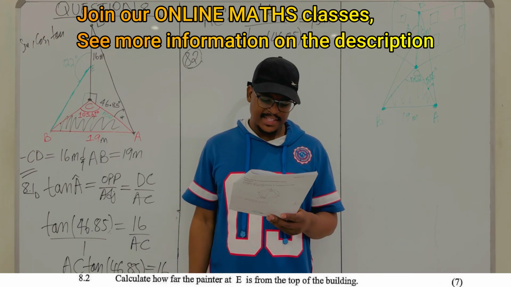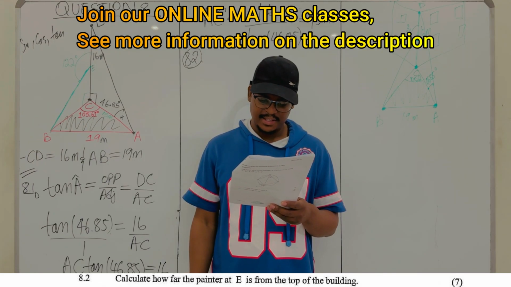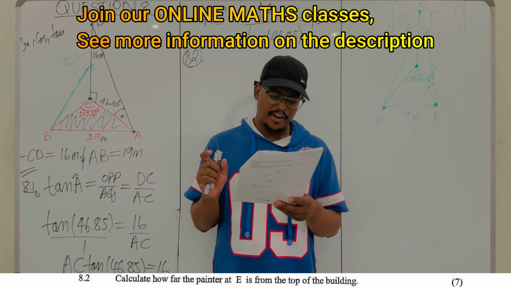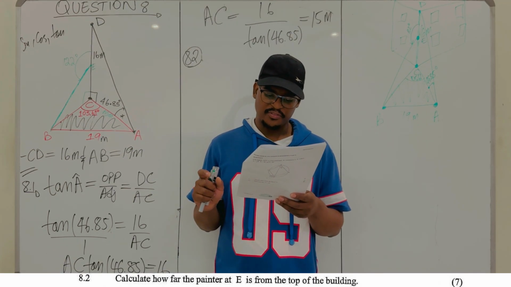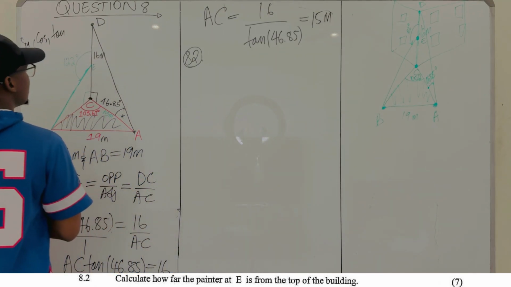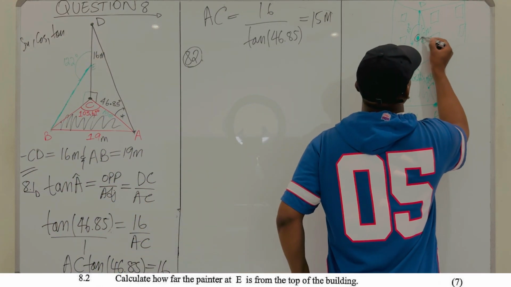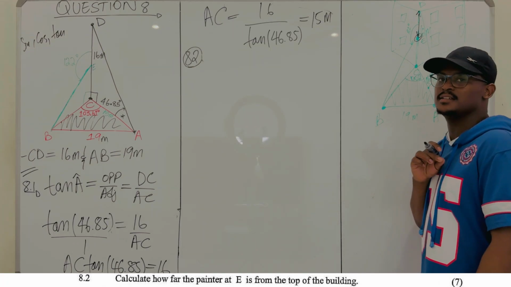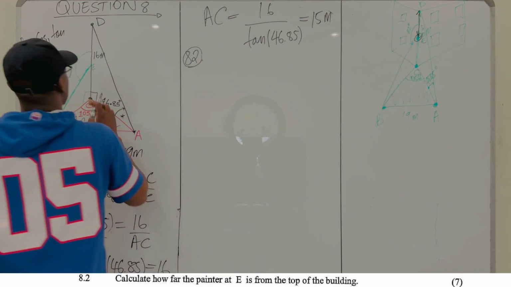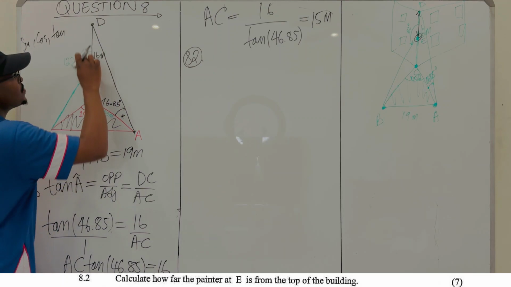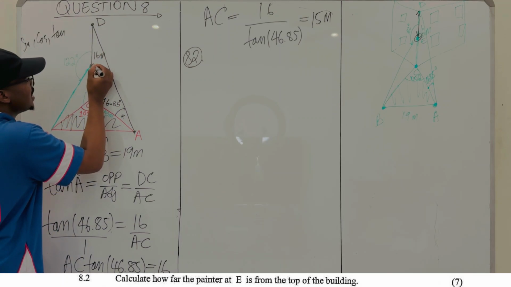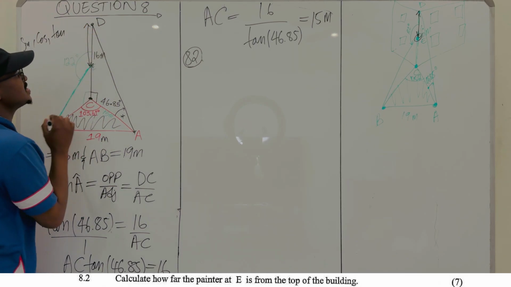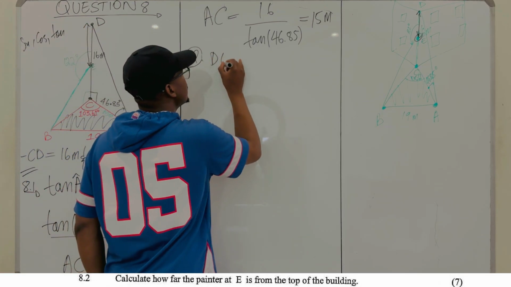Okay, at 8.2 they're saying calculate how far the painter at E is from the top of the building. So your painter is sitting here at E, right? So they're asking how far is this person from the top of the building. So they want this distance DE. Because you know that this is 16 meters, and we have painter E here. So they're asking how far is this painter from the top of the building, which means they're looking for the distance DE.